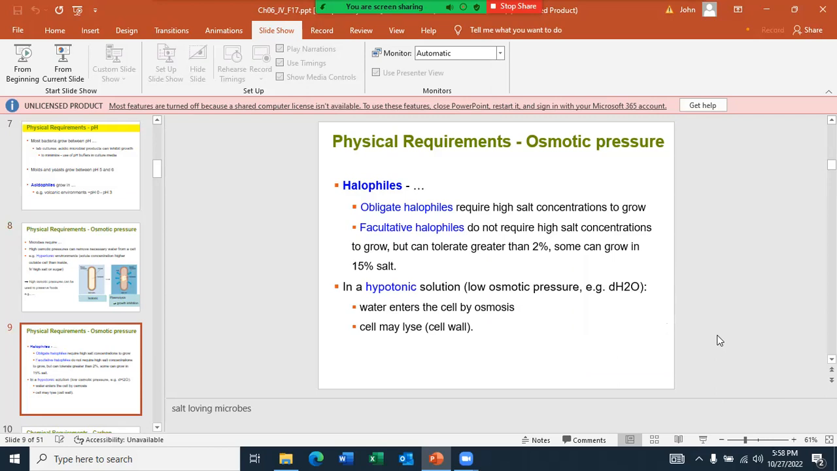Halophiles are organisms that require a high salt concentration to grow. There are two types. There are obligate halophiles. They have to have high salt in order to grow. And then there are facultative halophiles. They do not require high salt to grow, but they can tolerate it.